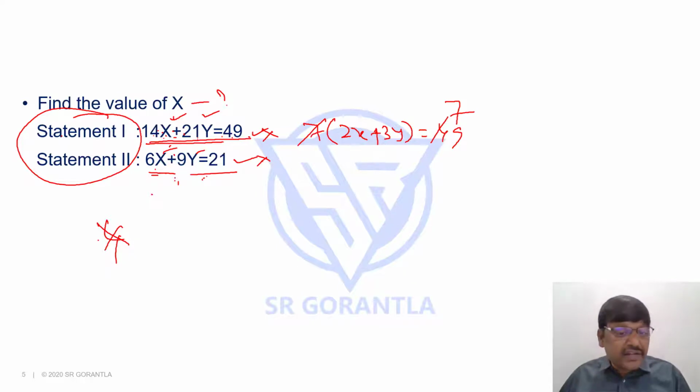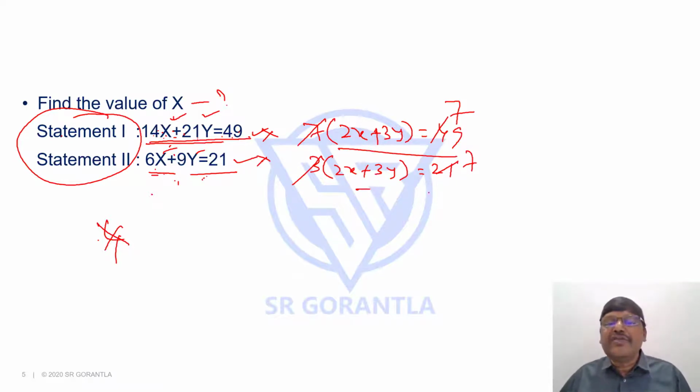6x plus 9y is 21. You take 3 common from this second equation, students. 2x plus 3y again is 7. Yes or no? 3 sevens. So are they two different equations or the same equation? No, both statements are giving me one and the same equation.